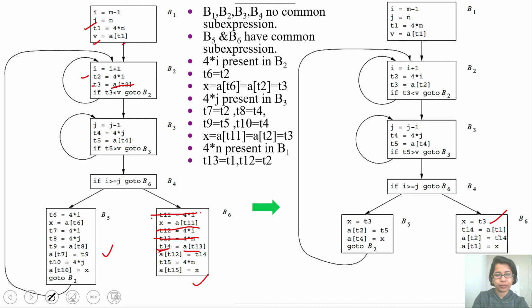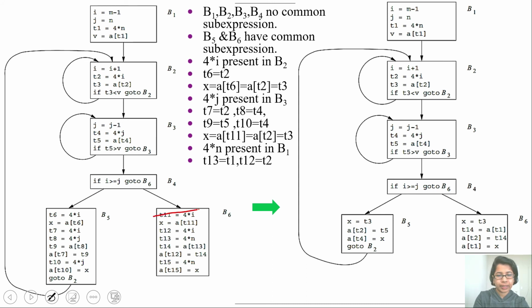Next, A of T12 equal to T14. What is T12? T12 is 4 multiplication I, and 4 multiplication I is T2. So T12 equal to T2. In place of T12 we can write A of T2 equal to T14. Next, T15 equal to 4 multiplication N, it is already there in T1, so we'll remove it. Next, A of T15 equal to X, so we'll write A of T1 equal to X.